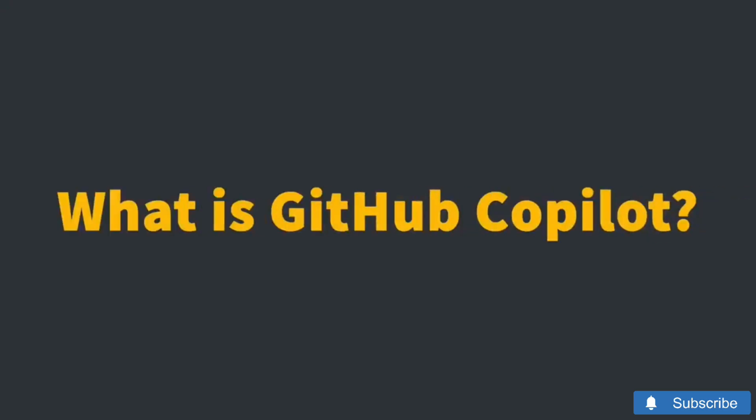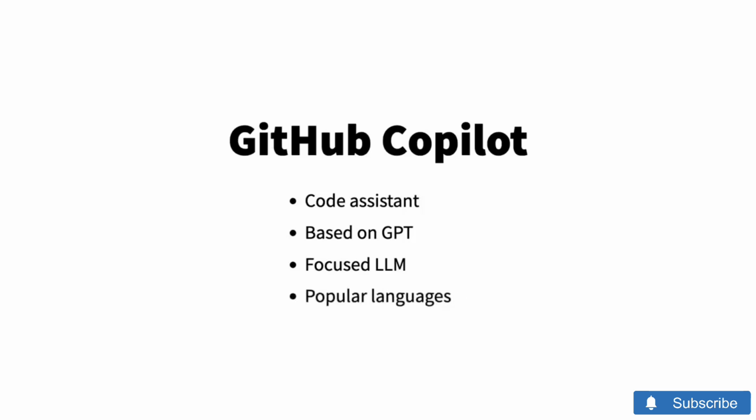Let's talk about what GitHub Copilot is and what makes it special. At its core, GitHub Copilot is a code assistant to help you write code faster. It's based on GPT, the model from OpenAI that powers ChatGPT, one of the most popular web applications in history. This is a special customized version of GPT, which is a large language model. It has been trained on gigabytes of code. Because it's trained on public code, the more popular the language, the more code available, and the better recommendations. So it's best for popular languages like Python, JavaScript, and Ruby.